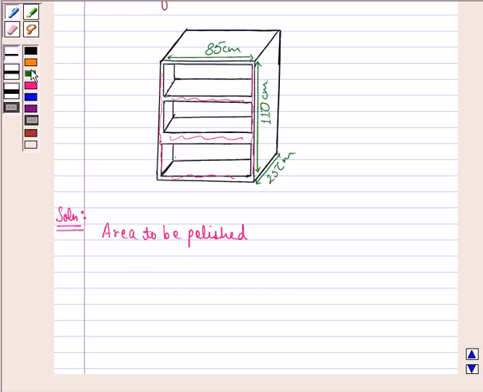So first of all we will see the back portion, that will be 110 into 85. So the area of the back portion will be 110 into 85, that is length into breadth, plus we see it for the uppermost portion and the bottom portion, that will be 85 into 25. So we have twice of 85 into 25. Then we will consider the two side portions, that will be twice of 110 into 25.